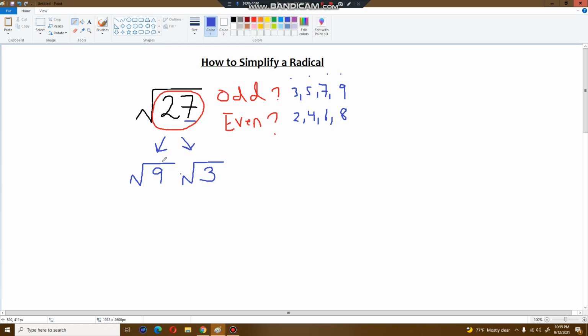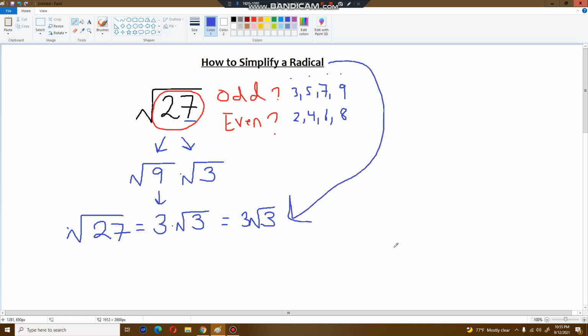So the square root of 9, multiplied by square root of 3, will give me square root of 27. And hey, I know what the square root of 9 is. The square root of 9 is 3. Multiplied by square root of 3, which does not change. That means my final answer, the square root of 27 is equal to 3 radical 3. You see that? We have simplified a radical.